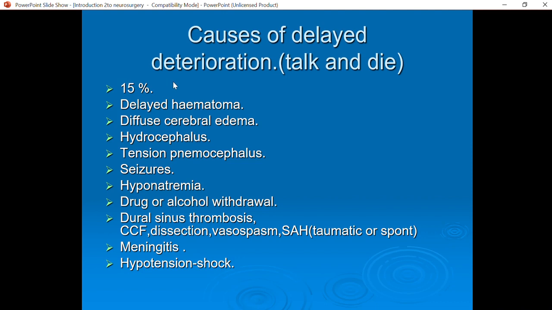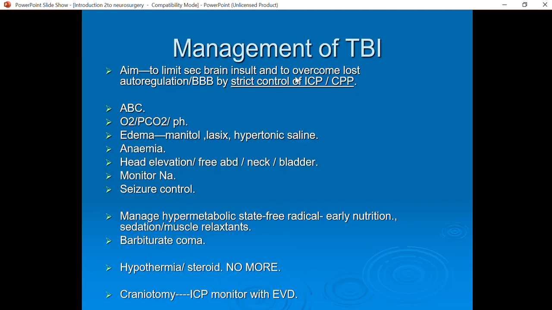The causes of deterioration, if you send them back home, are delayed hematoma not seen in the first scan; diffuse cerebral edema not seen in the first scan; hydrocephalus, which may develop later on; tension pneumocephalus; seizure, status epilepticus; hyponatremia, or other causes. I would stress this is a very important slide for your future career.